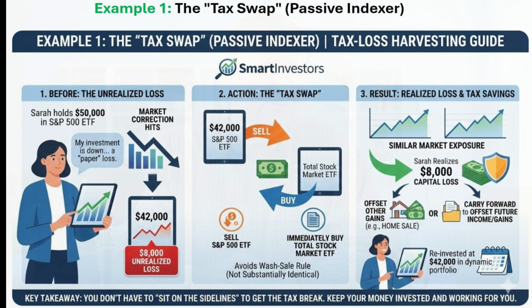harvesting strategies. So in this hypothetical example, we have Sarah, who is a long-term passive investor. She holds a $50,000 position in SPY, and she logs into her brokerage account, and she notices on the online trading website that her position, which was worth $50,000 just last week, is now down to $42,000, a paper loss of $8,000.